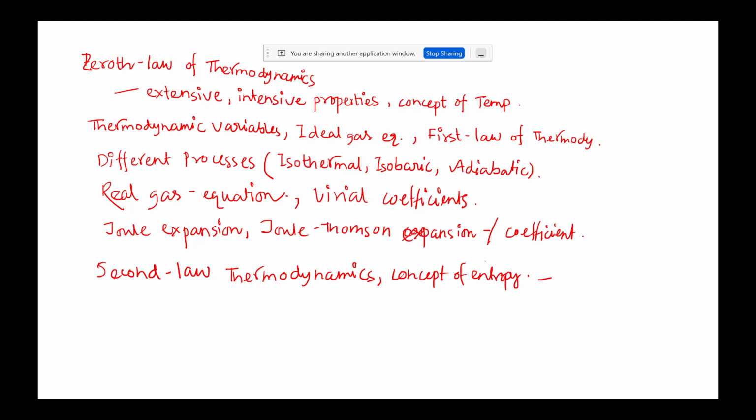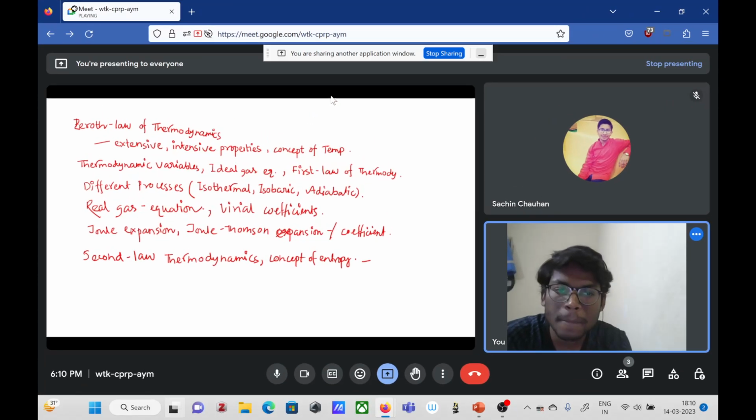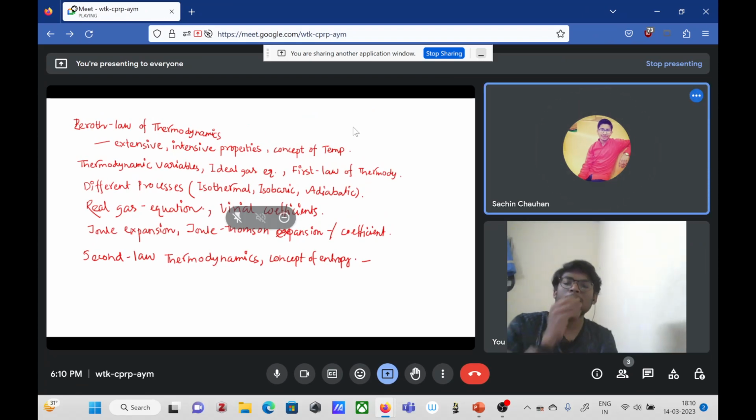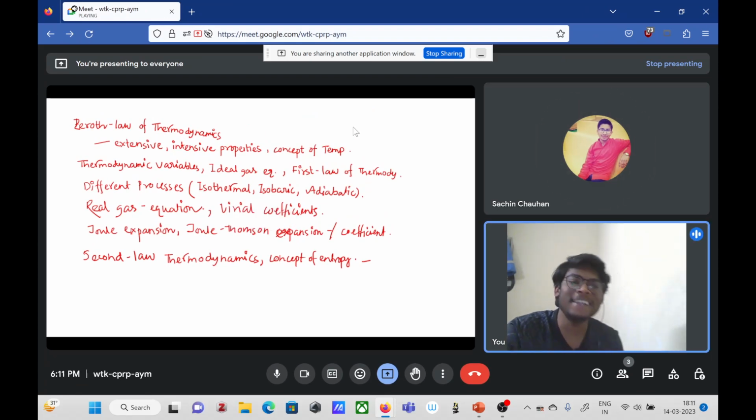I can actually ask a quick question. Sachin, are you there? Yes, sir. So try to answer one thing. If the first law of thermodynamics is a conservation law of energy, then is the second law of thermodynamics a conservation of anything? Is it valid for any conservation principle, or is there any conserved quantity for the second law of thermodynamics? What did you expect?